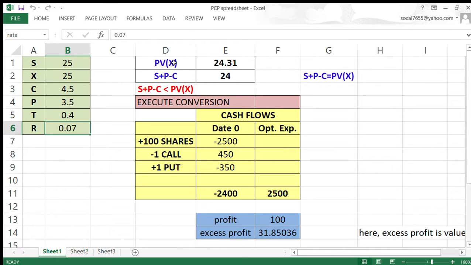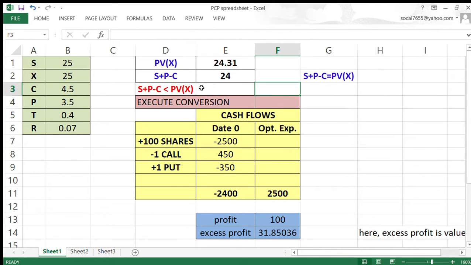Here we have a calculation for S plus P minus C: 25 plus 350 minus 450 is 24. And then here we have the present value of the strike price. It's X times e to the minus RT. There's the R value, there's the T value. And of course, there's 24.31. So as the red lettering makes clear, S plus P minus C is less than the present value of the strike price. S plus P minus C equals the present value of the strike price is the equilibrium condition. The equilibrium condition is violated.